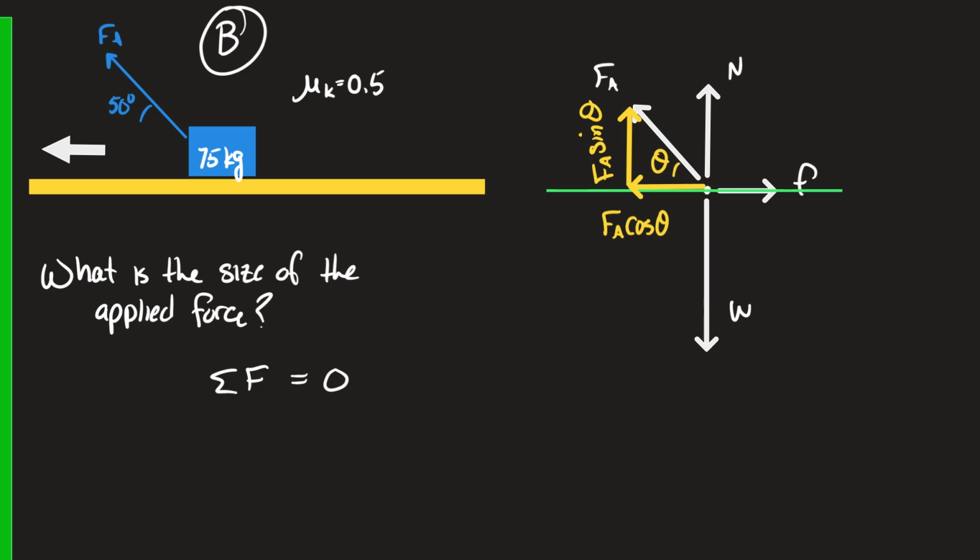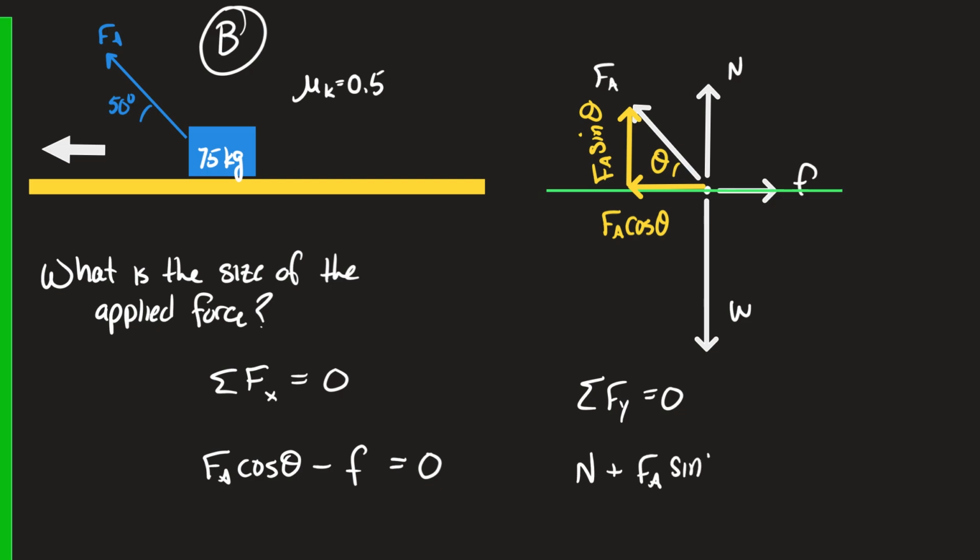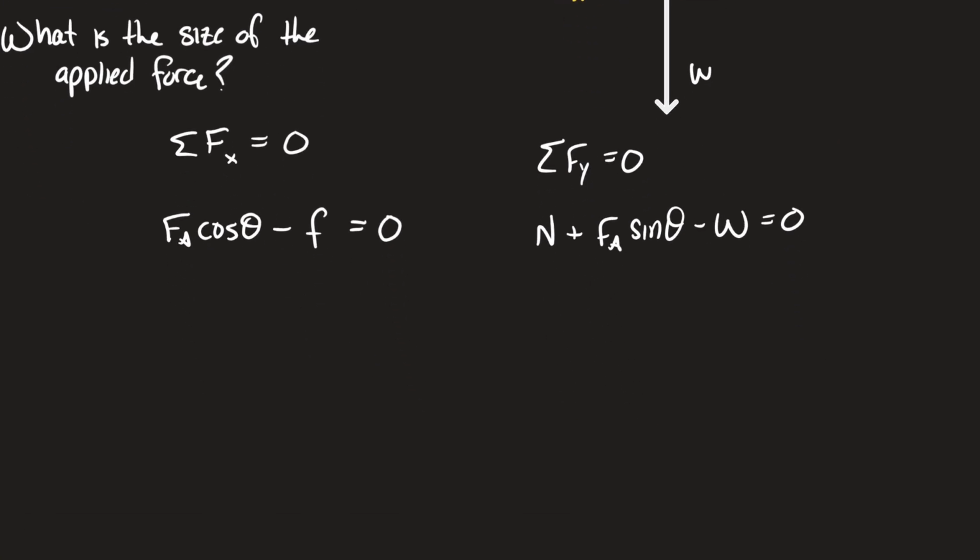All good? So x direction, there are two. FA cosine theta minus friction equals 0. Questions? All right, excellent. Net force in the y direction also equals 0. We have 3. There's the normal force. There's a component of the applied force. And there's the weight. That's it. That's Newton's laws.